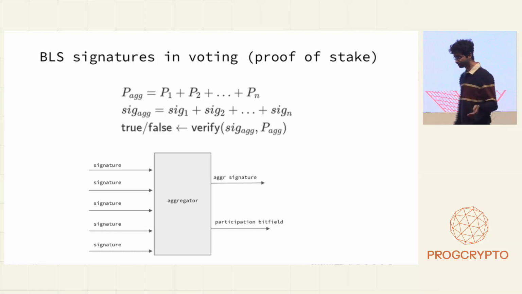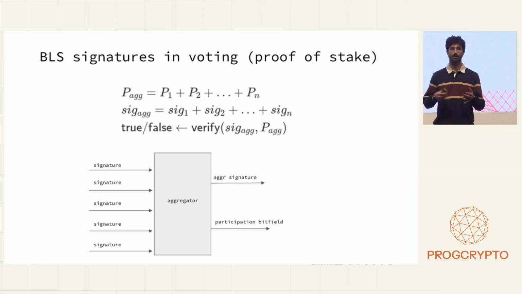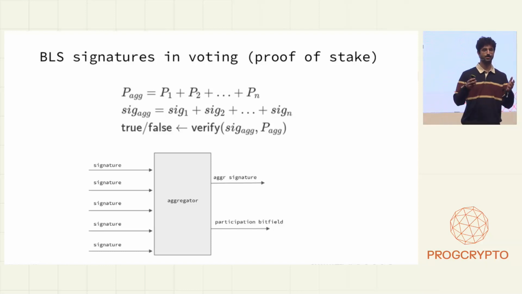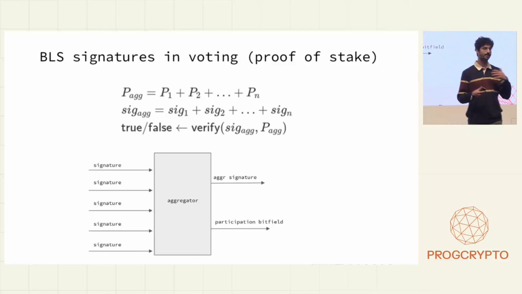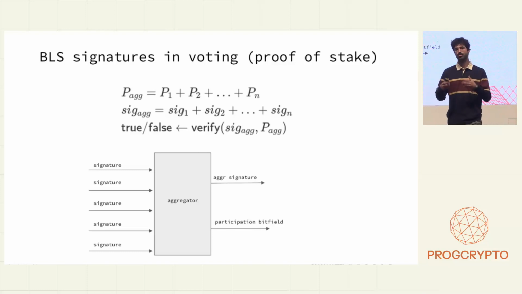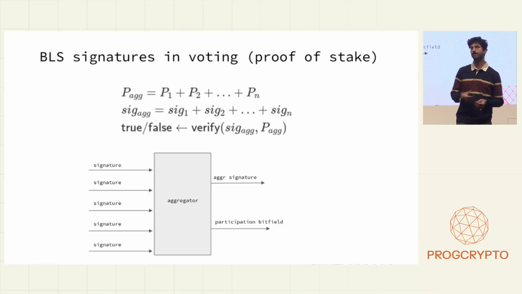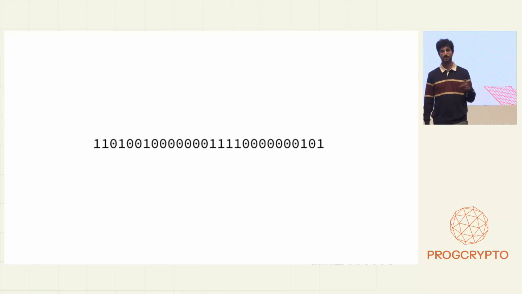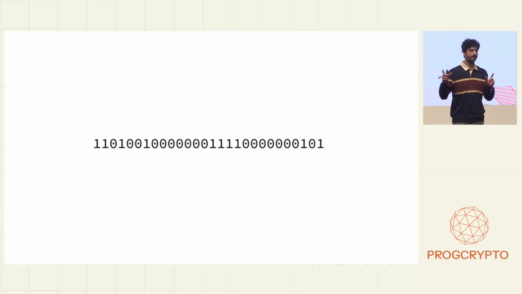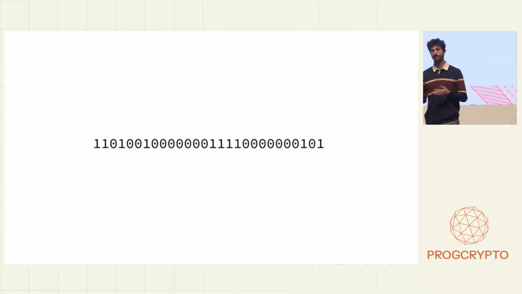So on the consensus layer, we have voting rounds where people send signatures, they get aggregated by an aggregator, and the aggregator spits out an aggregated signature, but they also need to show people who voted. So they need to be able to show that Alice and Bob voted, but Charlie didn't vote. And Ethereum does this using bit fields. We use one index per validator, and if it's 1, they voted. If it's 0, they didn't vote.